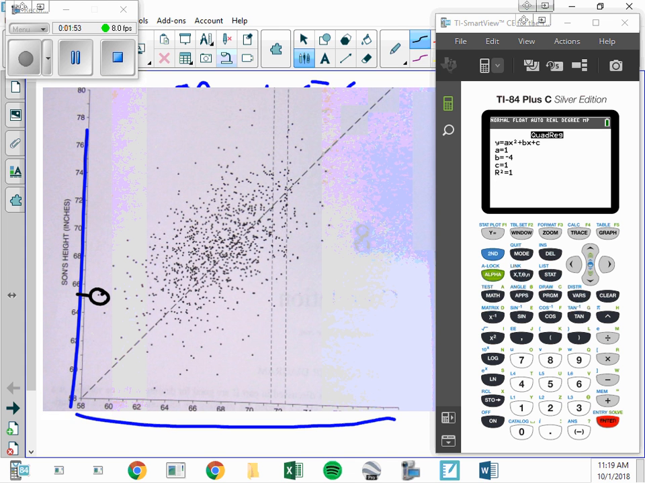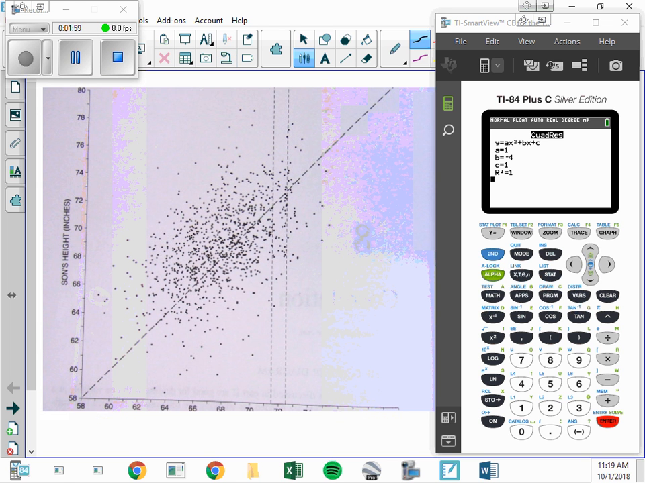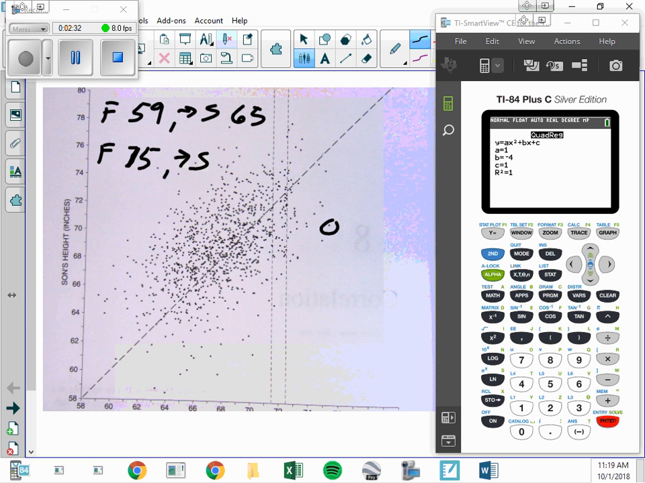B, what is the height of the tallest father? So we're going to go as far to the right as we can, which looks like this guy. And I can't see that. It's off my page. 75. And how tall is his son? 70. Now, that's kind of interesting. The shortest father was 59 inches, and his son was 65 inches. The tallest father was 75 inches, and his son was 70.